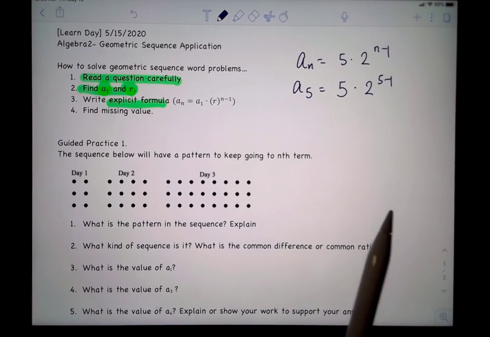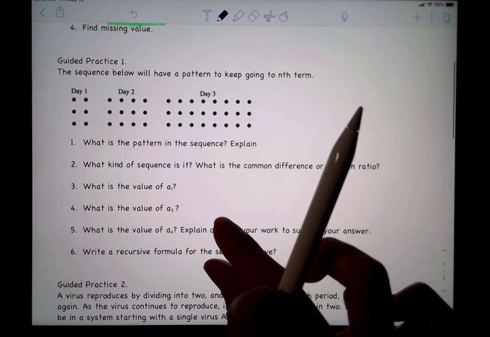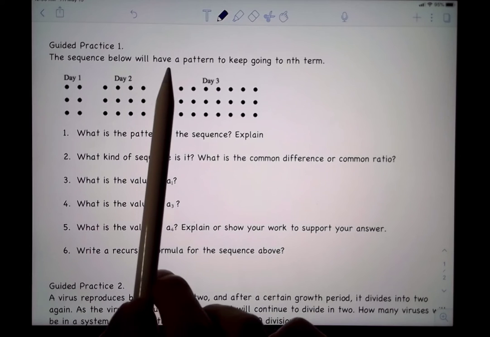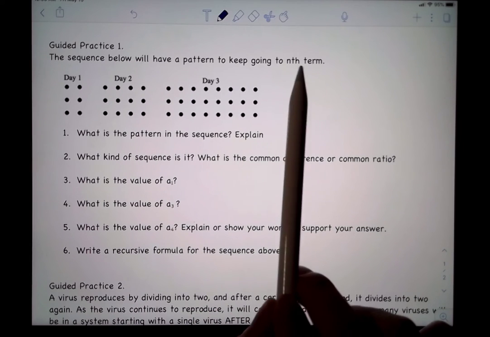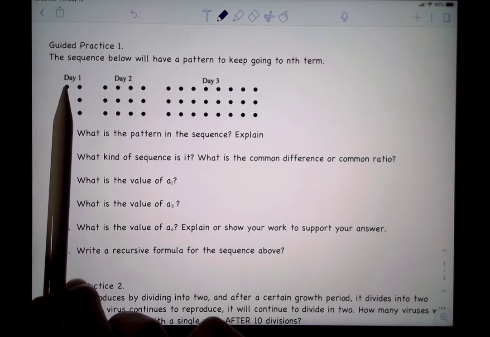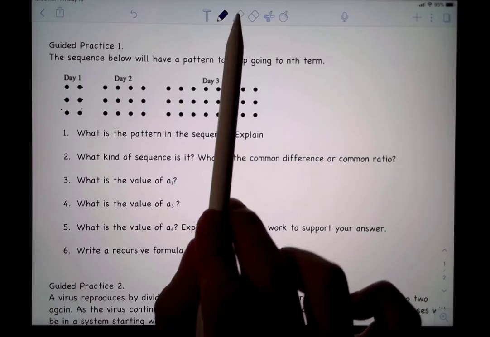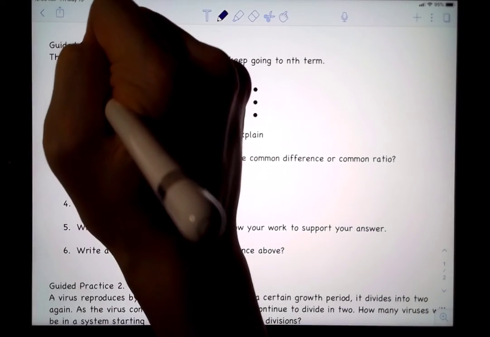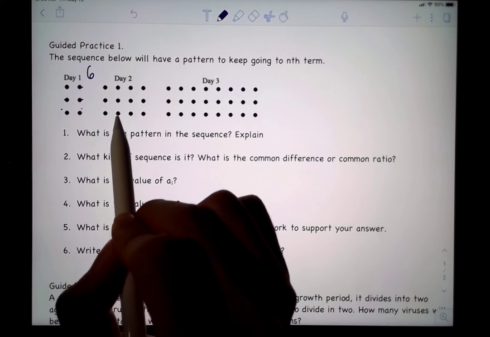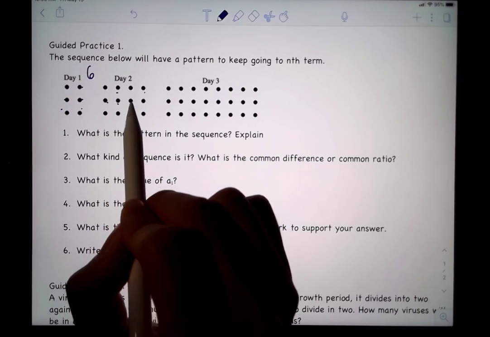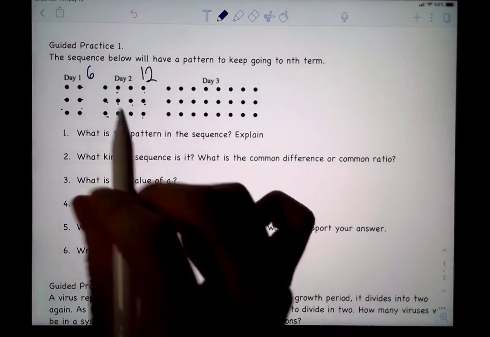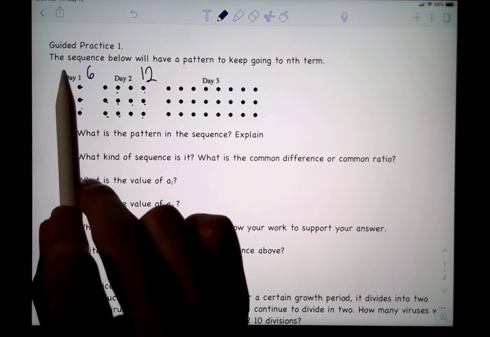Alright, so guided practice 1. Let's look at this. It says the sequence below will have a pattern to keep going to the nth term, right? On day 1, how many dots do you see? 1, 2, 3, 4, 5, 6, right? You have 6. And day 2, how many do you have? 1, 2, 3, 4, 5, 6, 7, 8, 9, 10, 11, 12. It's 12. So it looks like times 2, because 6 to 12, right?